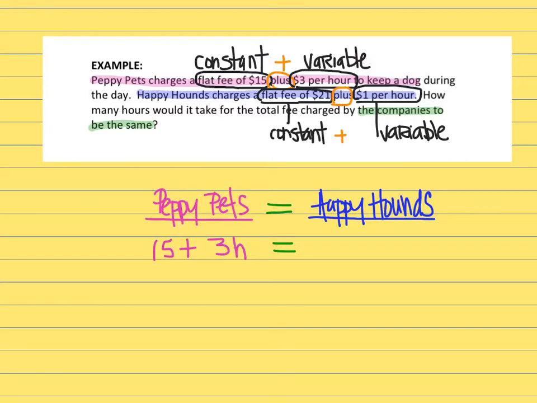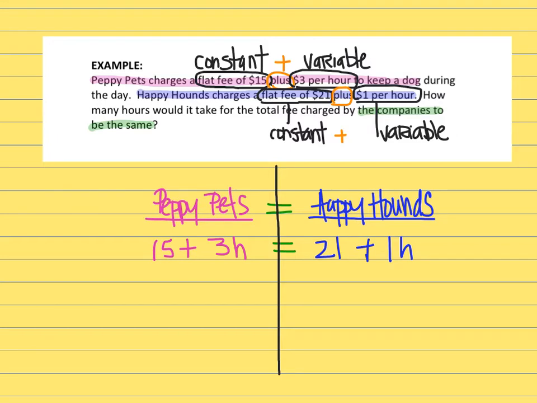Now when I write this half of the expression, or this side of the equation, it said my flat fee or my constant was 21 plus $1 per hour, 1H. And I already put the equal sign because it wants the companies to be the same. I'm going to draw my line down the equal sign, just like I do in a normal equation.